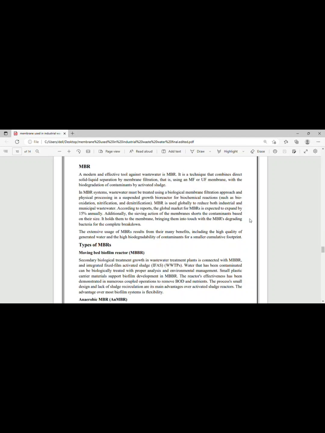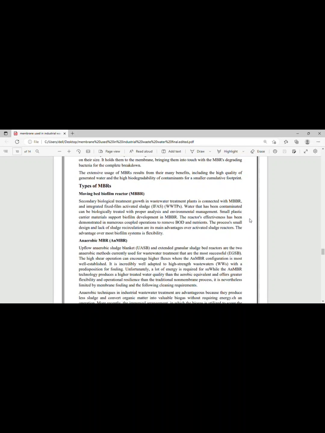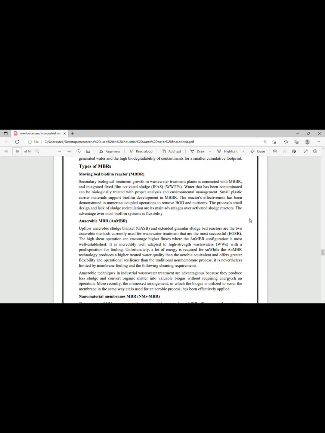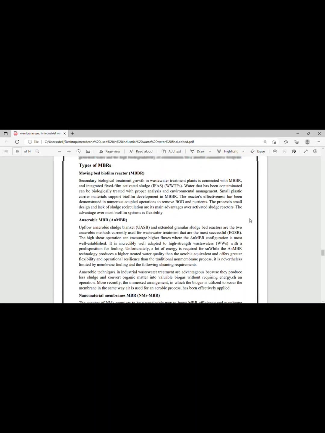Additionally, the membrane sorts the contaminants based on their size and holds them to the membrane, bringing them into touch with the MBR secreting bacteria for complete breakdown. The extensive usage of MBR results from its many benefits, including the high quality of generated water and high biodegradability of contaminants with a smaller cumulative footprint. Next are the types of MBRs, which are moving bed biofilm reactor, anaerobic MBR, and nanomaterial MBR.